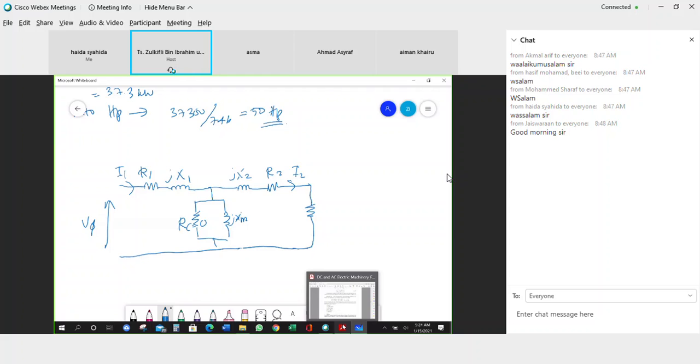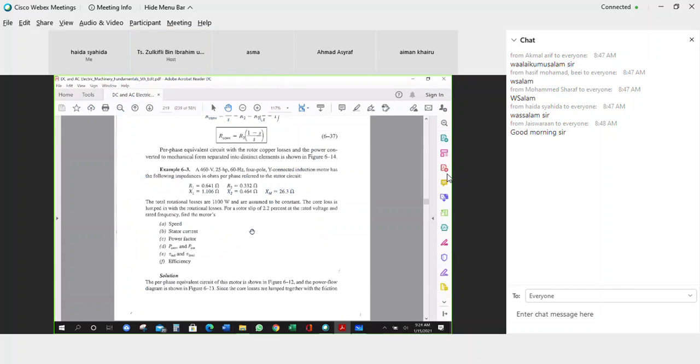Write that down first. The total rotational losses are 1100 W, assumed to be constant, so at any speed the rotational losses are the same. The core losses are lumped in with the rotational losses, so the rotational losses include the core losses. For a rotor slip of 2.2% at the rated voltage and the rated frequency, find the motor speed.